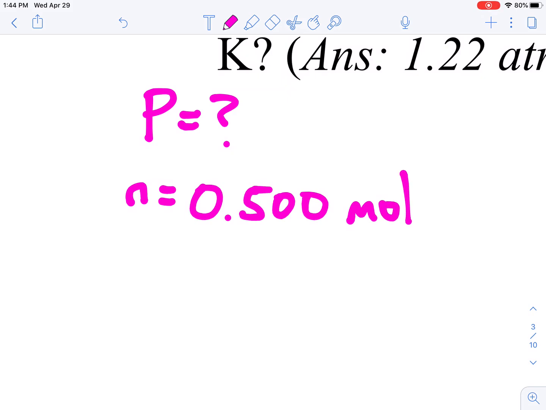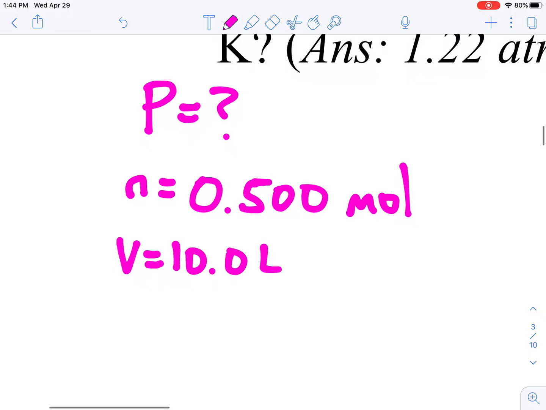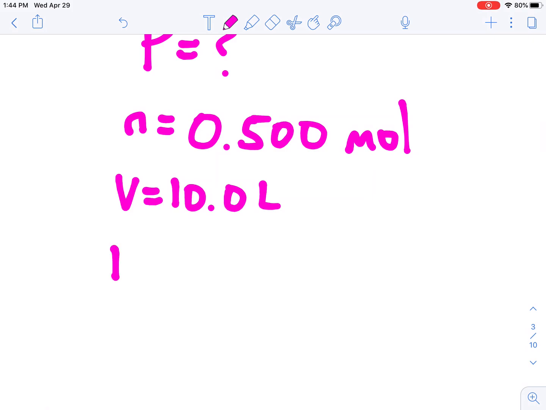It says we have a sample of nitrogen gas in a 10.0 liter container. So liters, what is liters? Well, liters is a volume. So our volume is 10.0 liters. And it says we're at 298 K. So our temperature then is 298 K.